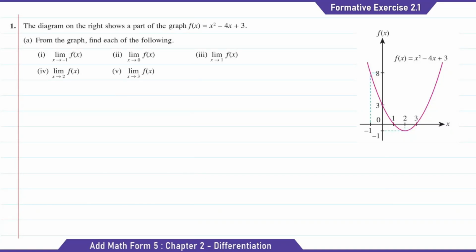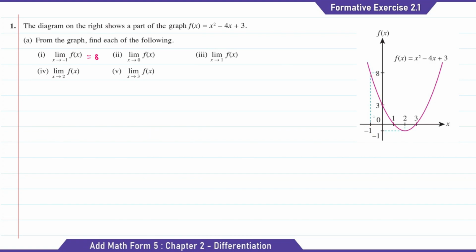Formative exercise 2.1, question number 1. The diagram on the right shows a part of graph f of x equal to x squared minus 4x plus 3. A, from the graph, find each of the following. Number 1, the limit when x approaches negative 1. So when x approaches negative 1 from the left hand side or from the right hand side, the function approaches 8. Therefore, the answer for number 1 will be 8.